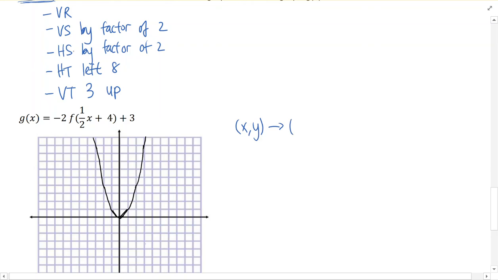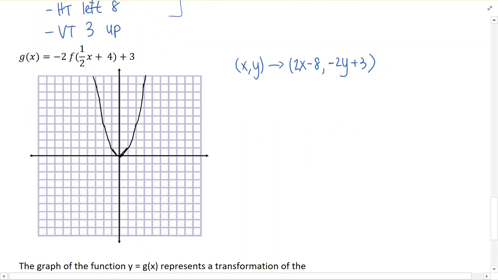So x is the horizontal stuff. That's this part. So horizontal by a factor of 2, so it's basically 2x, or x divided by half, left 8, minus 8. For the vertical stuff, there is a reflection. So remember with a, it's negative 2y, and then 3 up, plus 3. This is our mapping. Let's put in our key points: (0, 0), (1, 1), (negative 1, 1), (2, 4), (negative 2, 4).